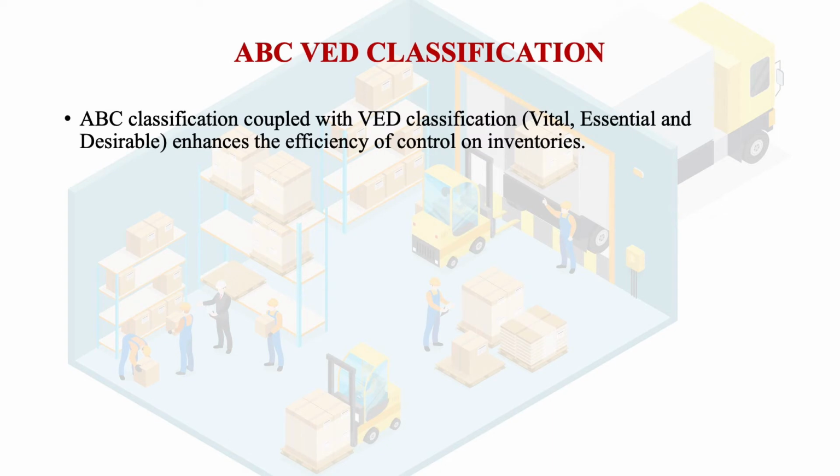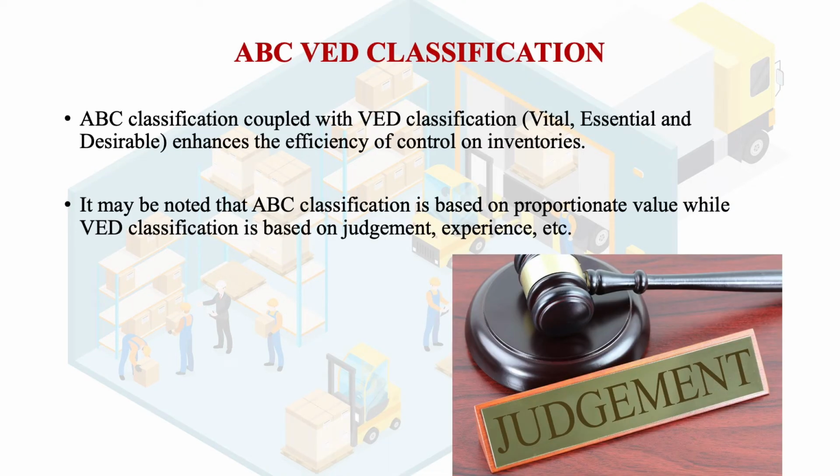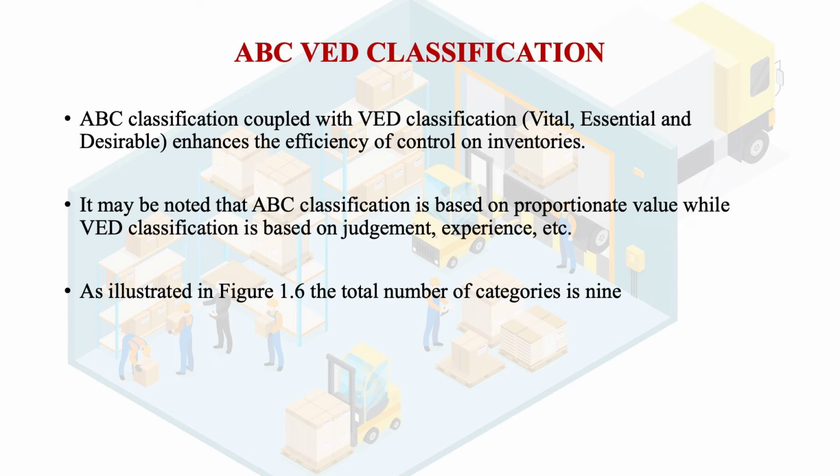Another important classification is called the VED, that is vital, essential and desirable. It is very similar to ABC, but ABC classification is based on the proportionate value, while VED classification is based on judgment or experience. We will show you one figure and you will see the difference between ABC and VED, and we have also tried to combine ABC classification with VED classification to give you a better judgment.